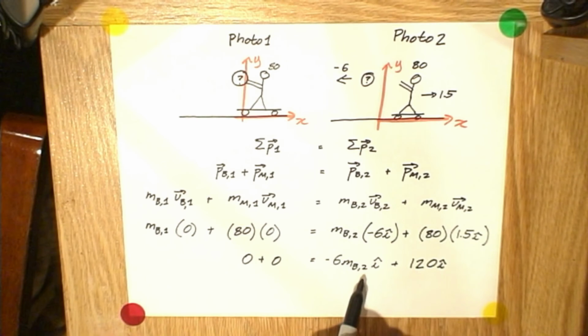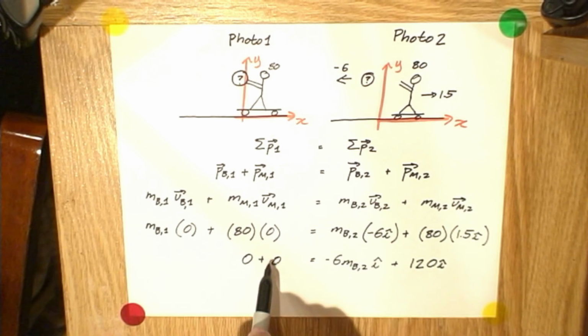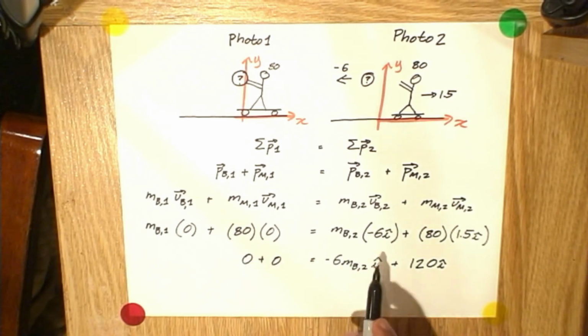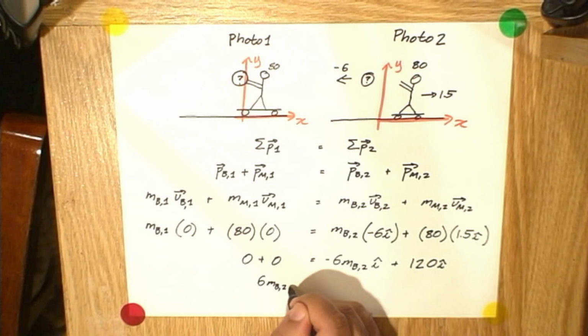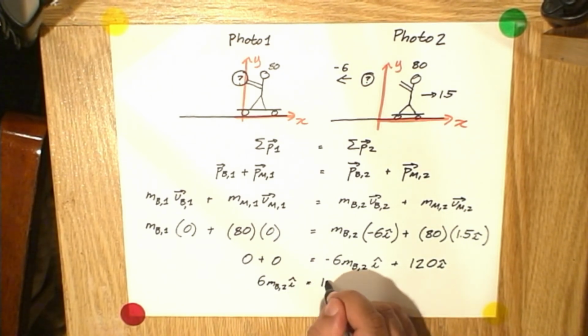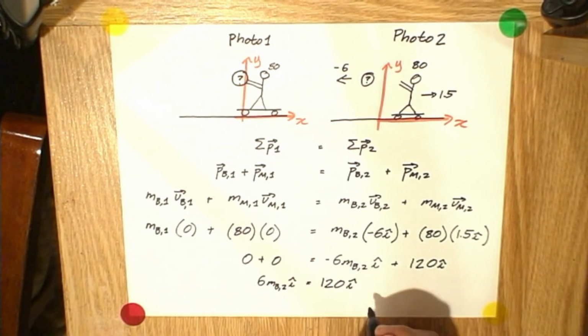Now, let's move this negative term to the opposite side. The entire left side works out to 0, so I'm going to add 6 times the mass of the ball in photo 2 times i hat to both sides. That gives us 6 times the mass of the ball in photo 2 i hat is equal to 120 i hat.